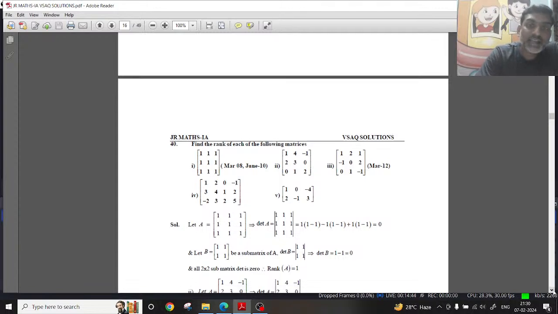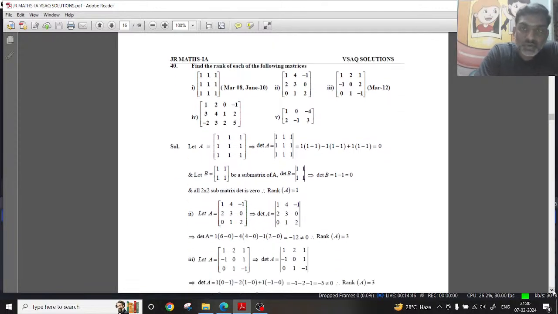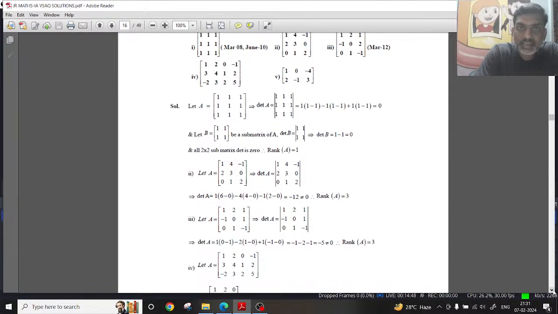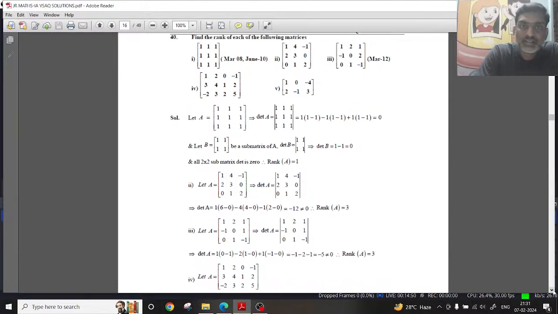Next, calculating rank. Yeah, this model is also important for the exam. How to calculate the rank? I think you know all the properties. First we have to calculate the determinant. After calculating the determinant, we have to check all the sub square matrices of the given matrix. Then if that determinant is also 0, then we can say that the rank of the matrix is 1. Okay.